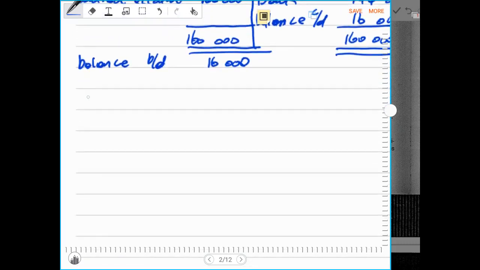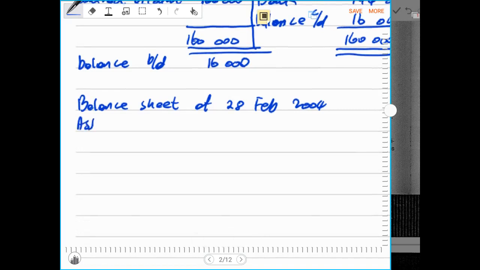Then after that we do the balance sheet, and our balance sheet is at 28th of February 2004. We start with the assets. We know that we have plant and equipment. Our plant and equipment was an amount of 252,000 rands. Then we have current assets.